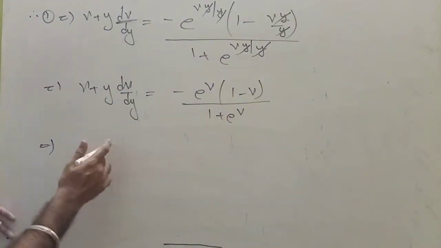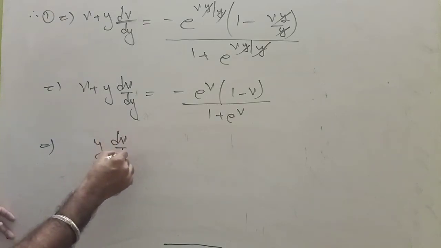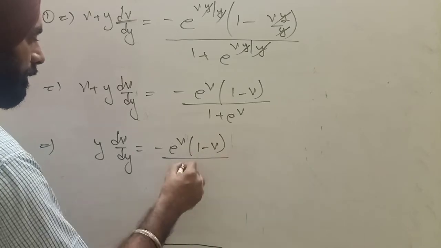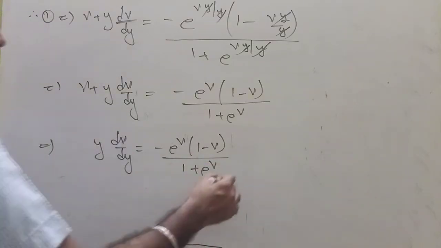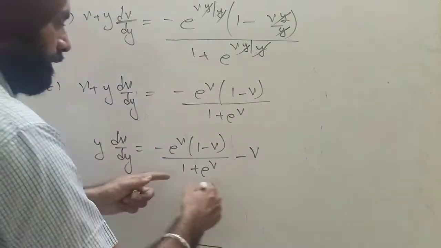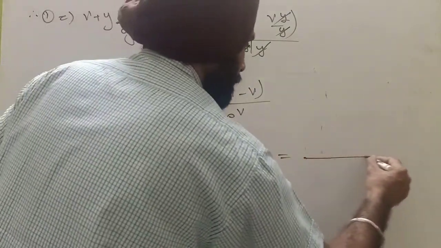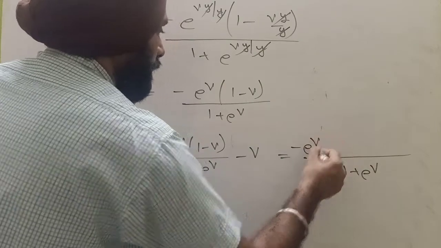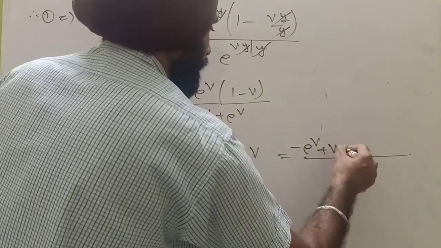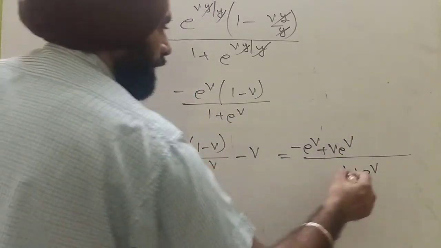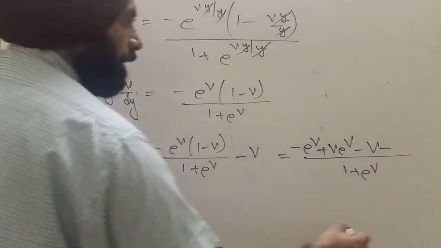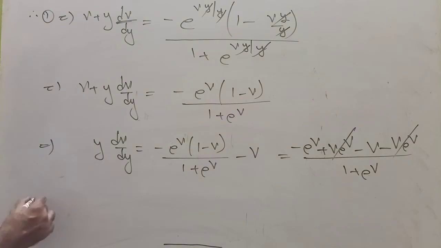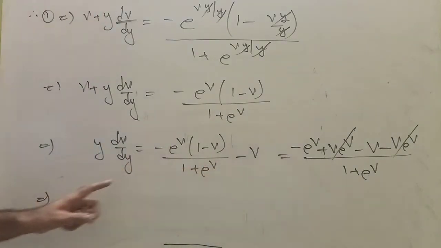In every question, y dv by dy is equal to minus e raised to v, 1 minus v over 1 plus e raised to v, minus v. Then take LCM. 1 plus e raised to v is LCM. Then open the bracket. Minus e raised to v plus v e raised to v minus v minus v e raised to power v. This term gets cancelled out. Then cross multiplying and separate the variables.